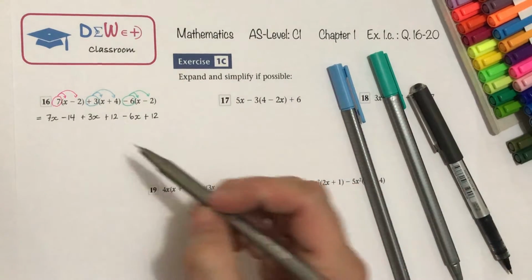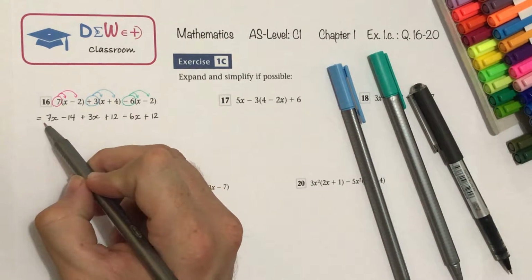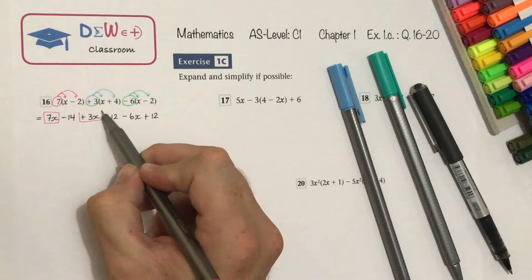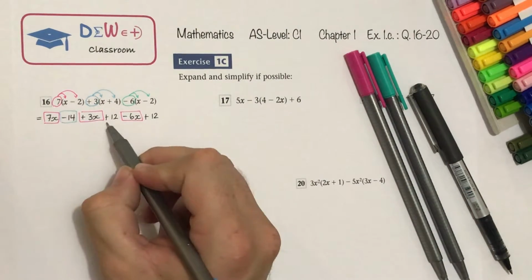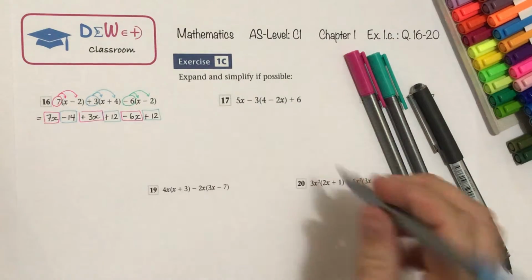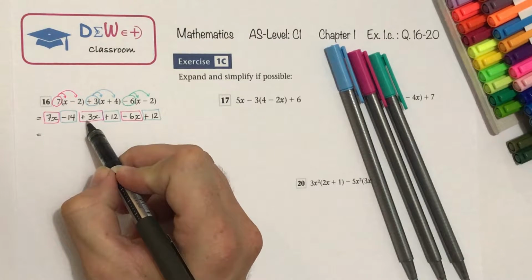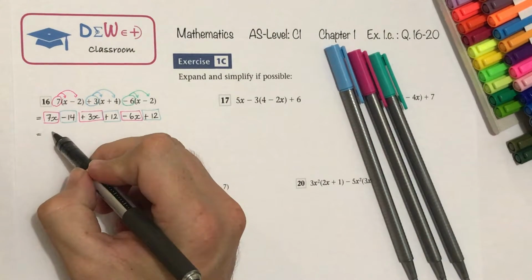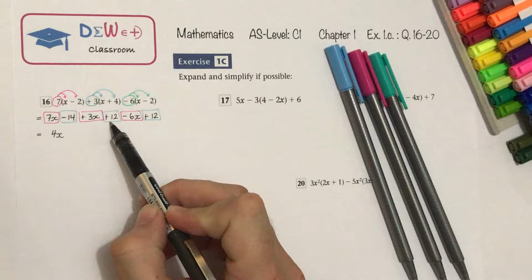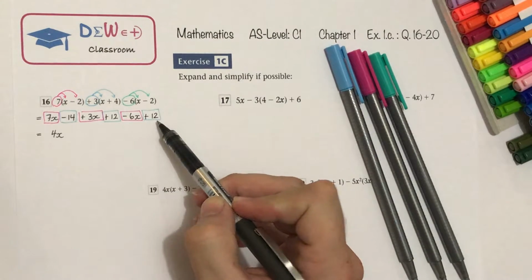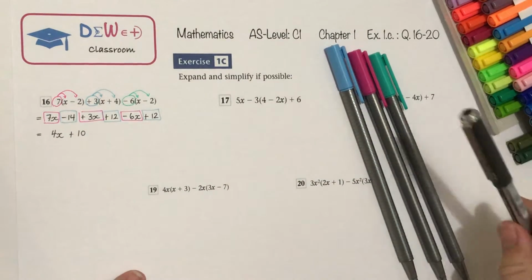And now once again, the different color pens come in quite handy when we identify like terms. So 7x, plus 3x and minus 6x are all like terms. Minus 14, plus 12, plus 12 are all like terms. So in this specific case, 7x plus 3x is 10x. Minus 6x gives us 4x. Minus 14 plus 12 gives us minus 2. Plus 12 gives us plus 10. And that is our final answer for question 16.